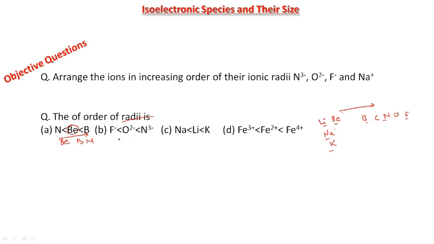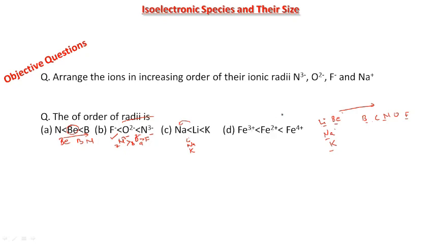Second is nitrogen, oxygen and fluorine. These all are isoelectronic. So if we are moving from left to right, the atomic number increases. Therefore, Z effective increases. And as Z effective increases, size decreases. Therefore, nitrogen has more size than oxygen, than fluorine. So this is our correct order. Now we can also check lithium. This is in the first group: lithium, sodium, then potassium. So lithium should come over here.